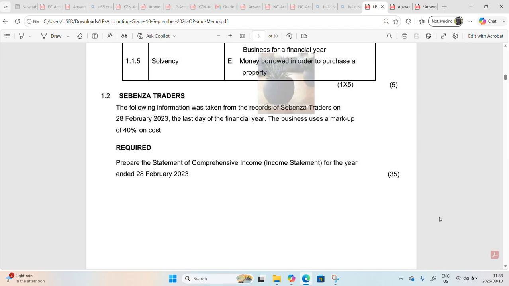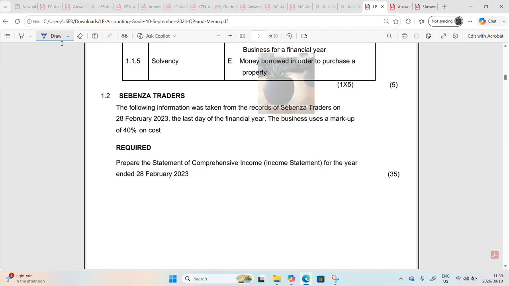Look at 1.2, guys. The total mark is 35 marks. So the income statement from other question papers is sometimes out of 35, 40, even sometimes 50 marks. So you definitely need to ensure that you master the income statement.